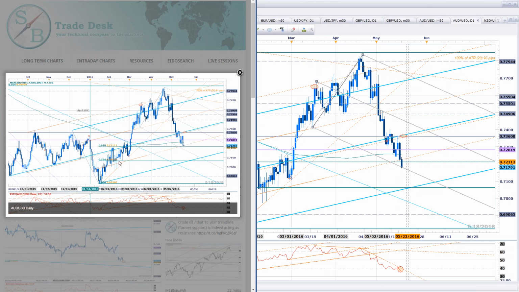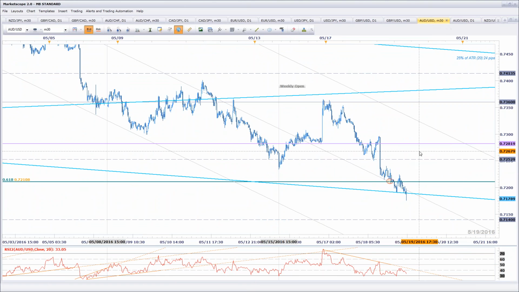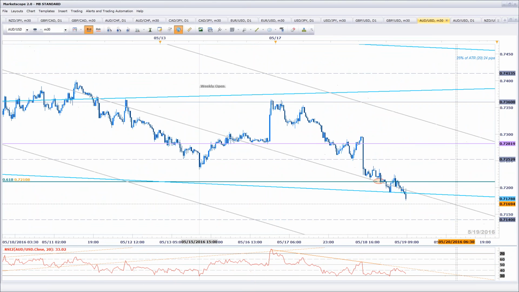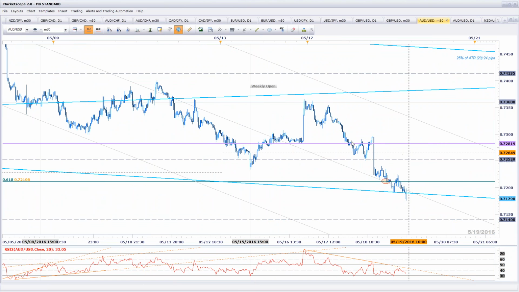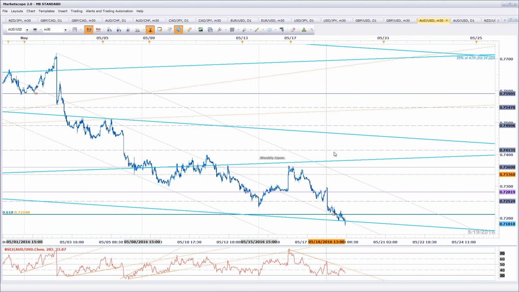You also have the 50 line right here for the current formation that we're breaking below. So it's pretty big at this level. Here's the 30-minute look on Aussie dollar. No change from last night's update on that. Let me just put this up a little bit.